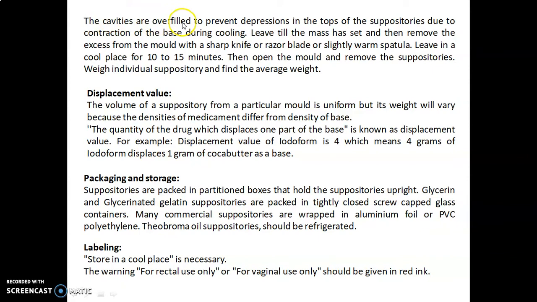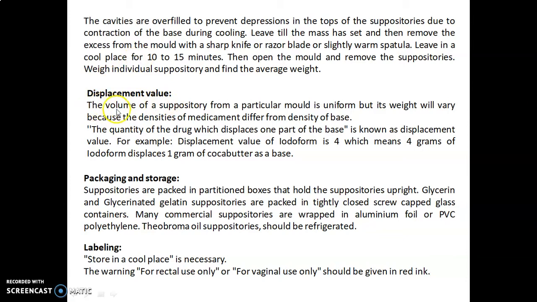The cavities are overfilled to prevent depressions in the tops of the suppositories due to the contraction of the base during cooling. Leave until the mass has set and then remove the excess from the mold with a sharp knife, razor blade or slightly warm spatula. Leave in a cool place for 10 to 15 minutes. Then open the mold and remove the suppositories. Weigh individual suppositories and find the average weight.